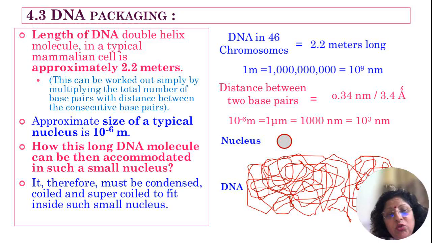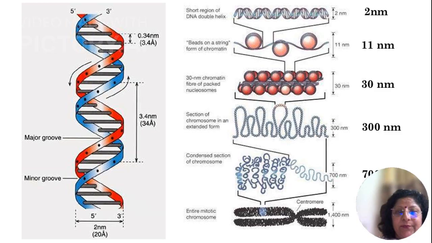The length of DNA in a typical mammalian cell is approximately 2.2 meters, which is condensed and coiled to fit into a small nucleus. This packaging is essential for DNA to be accommodated in such a small space. DNA is structured in a double helix with major and minor grooves. It is further organized into nucleosomes, chromatin fibers, and eventually into chromosomes during cell division.